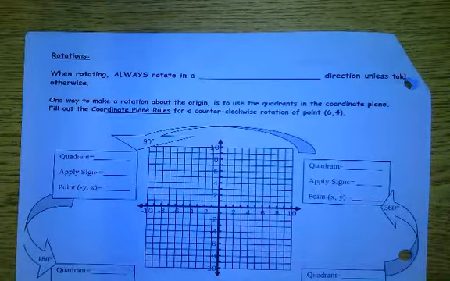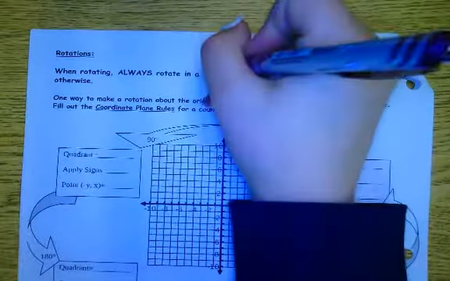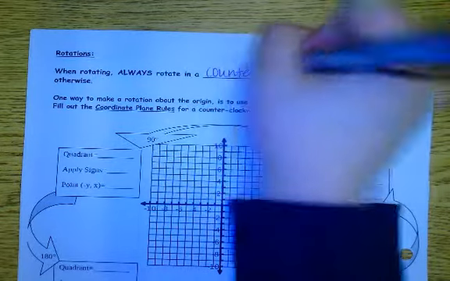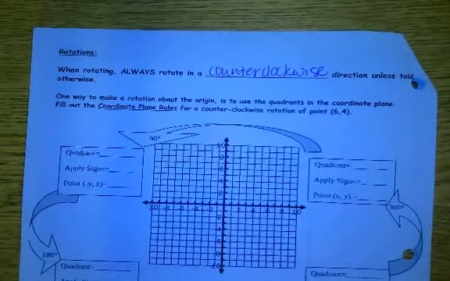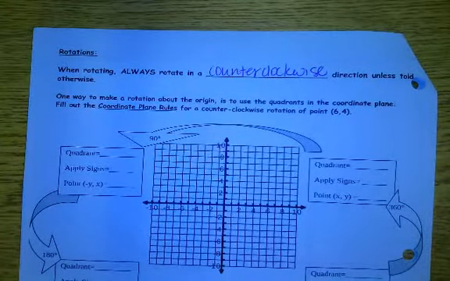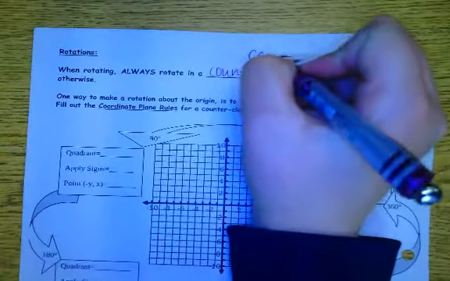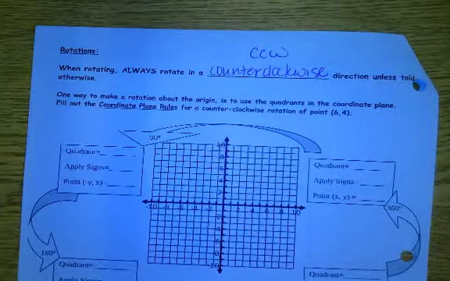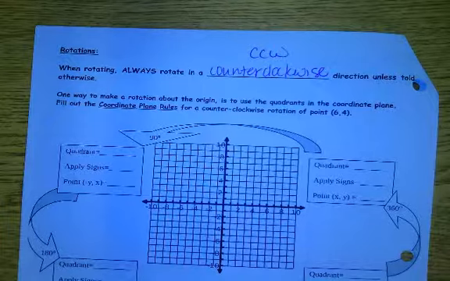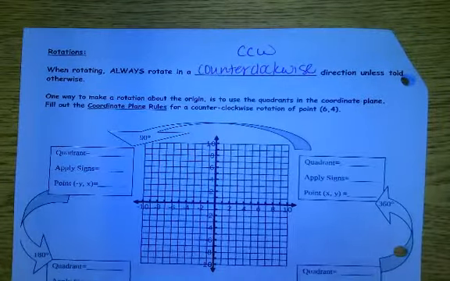When rotating, you always rotate in a counterclockwise direction unless told otherwise. So it is always counterclockwise. You might see CCW for counterclockwise. And it's always counterclockwise unless it specifically says the word clockwise in the problem. Questions on that?